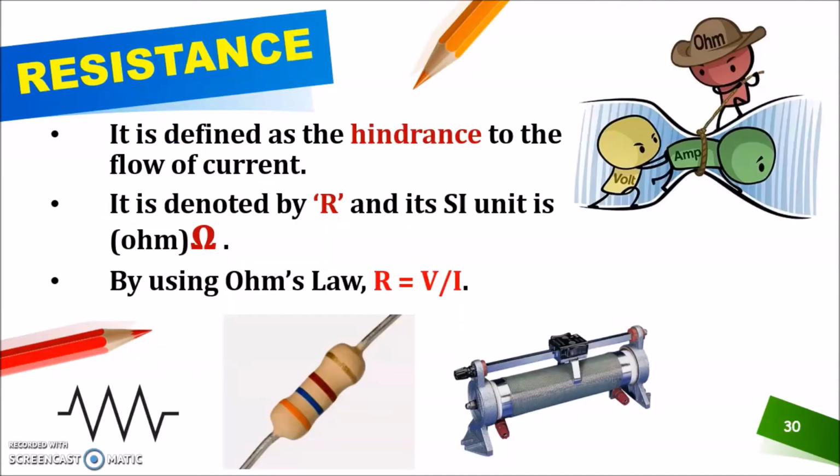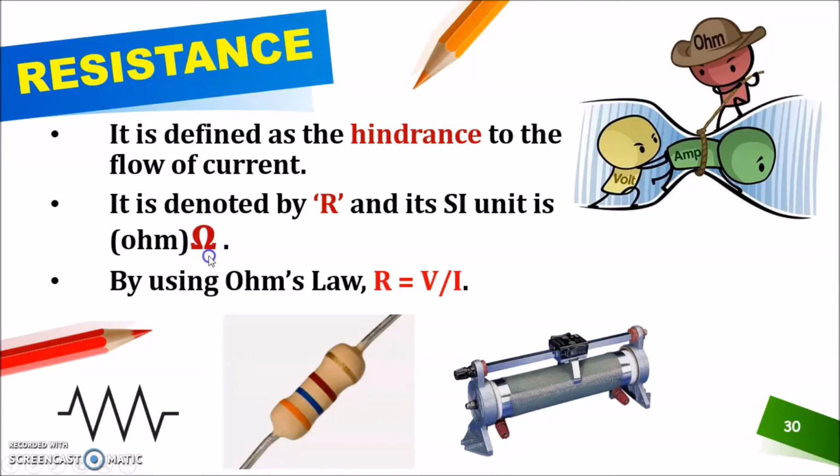Okay. Now what is resistance? It is the hindrance to the flow of current. Basically, just like the frictional force, we can say that it is an opposing force which opposes the motion of an electron or current. Okay, so it is denoted by R and its SI unit is ohm. This is the symbol of ohm.